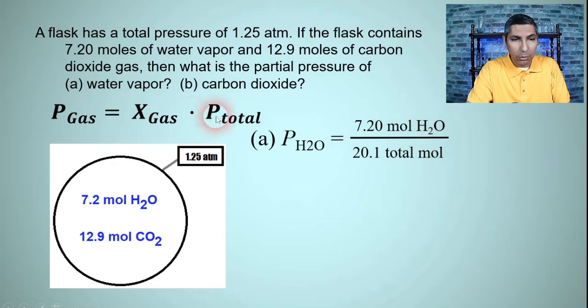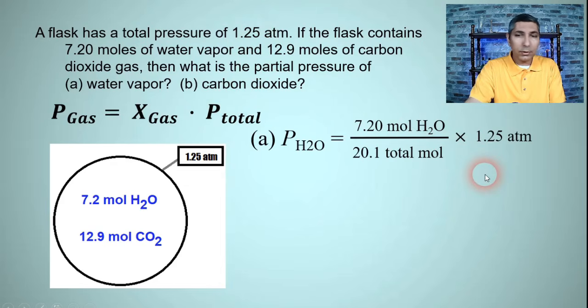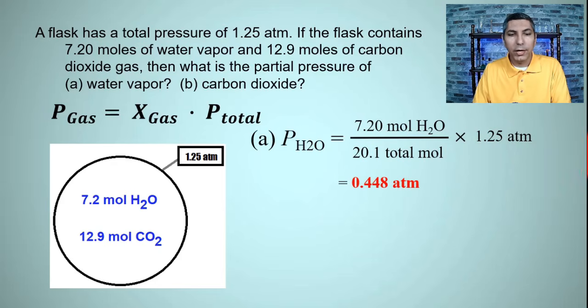Now, I have to multiply this by the total pressure in the container. And according to the problem, that's 1.25 atmospheres. So I can take a calculator and take 7.20, divide by 20.1, and multiply by 1.25 atmospheres to find that the partial pressure of the water vapor is 0.448 atmospheres. So there we have the answer to part A.